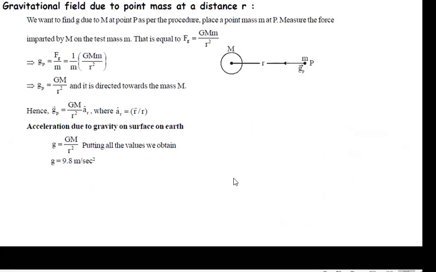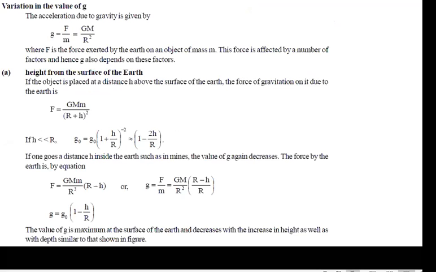We will take 10 minutes. I'll just take 10 minutes extra, don't worry, because I have to complete one small topic. This is a very small topic. So the next topic is variation of g, again, this g is acceleration due to gravity.